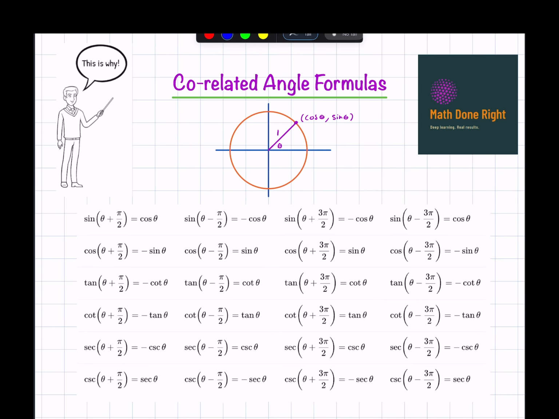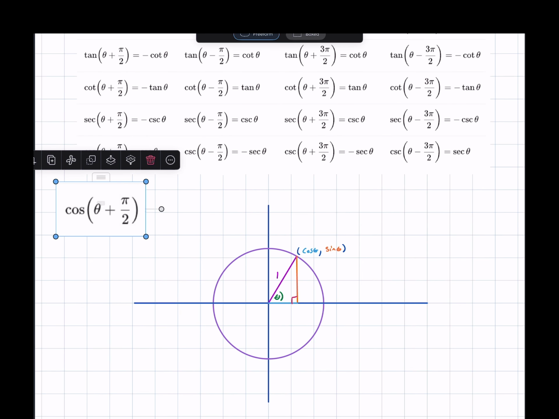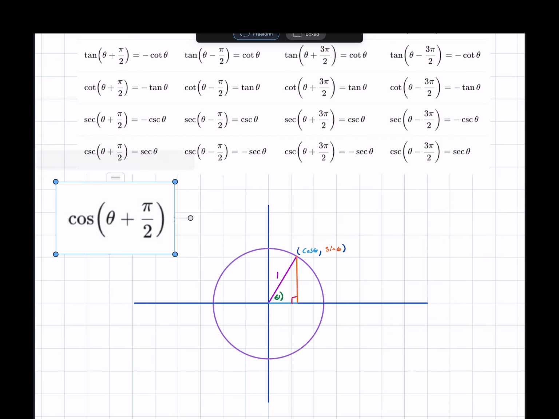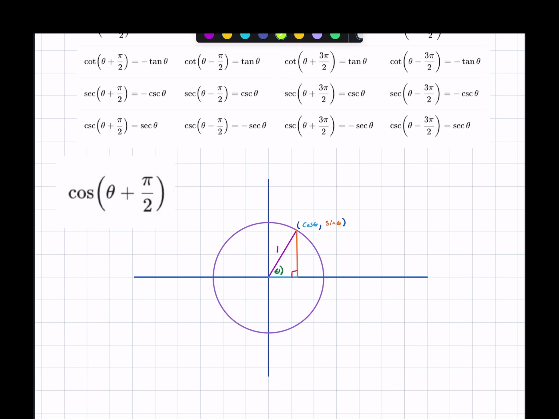So what we're going to do is pick one of them, say, let's take cosine of theta plus pi over 2, and we're going to draw our picture, put it on the unit circle here, and figure out what cos of theta plus pi over 2 is equal to. And not only are we going to get cos of theta plus pi over 2, we're actually going to get this entire column, right? We're going to get 1/4 of these things with one picture. How are we going to do that?